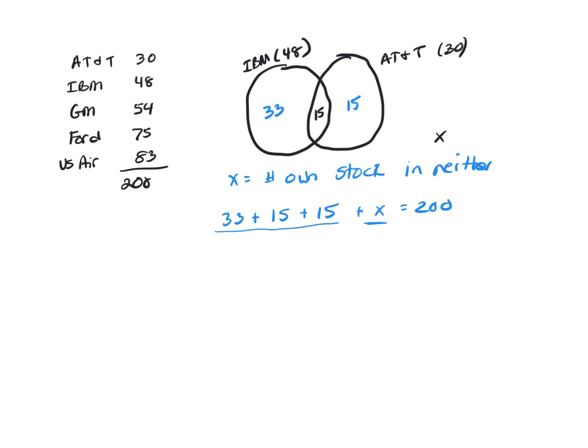So if I add 33, let me see, that's 30. That's going to be 63 plus X equal 200. And that's X equal 137. And I hope that was, let me see. Yes, answer is E.